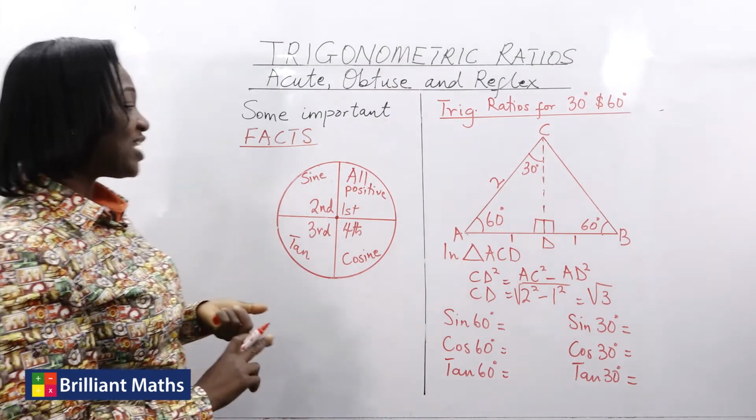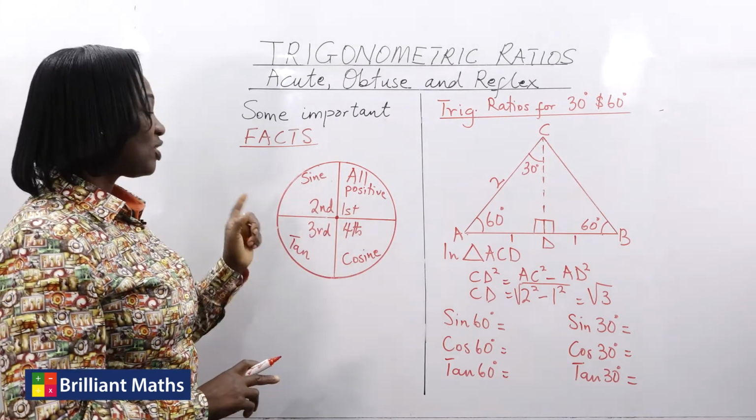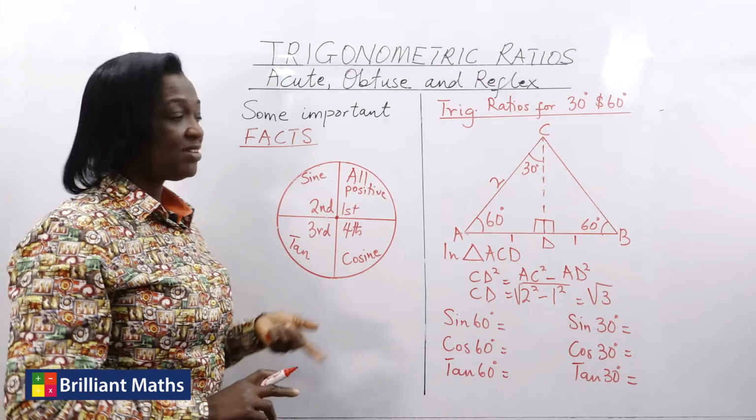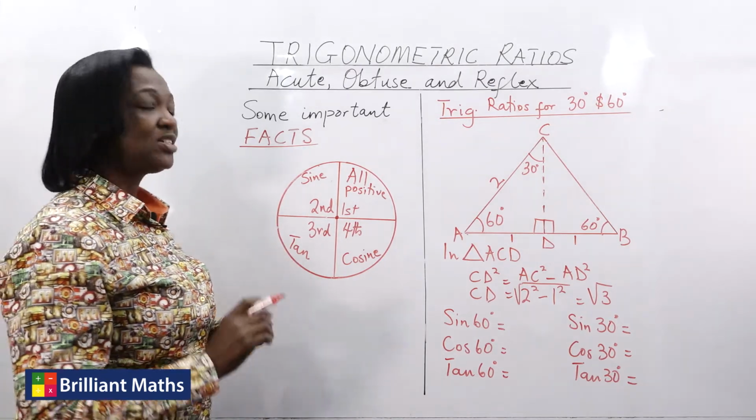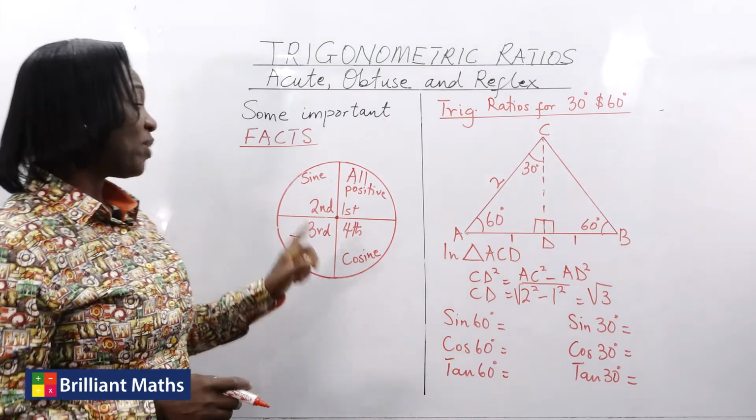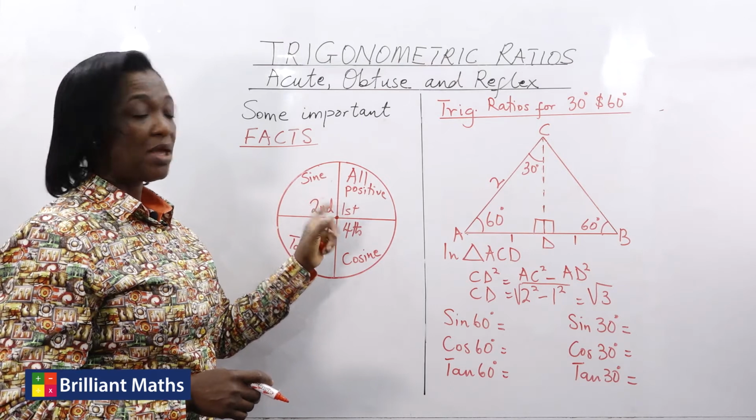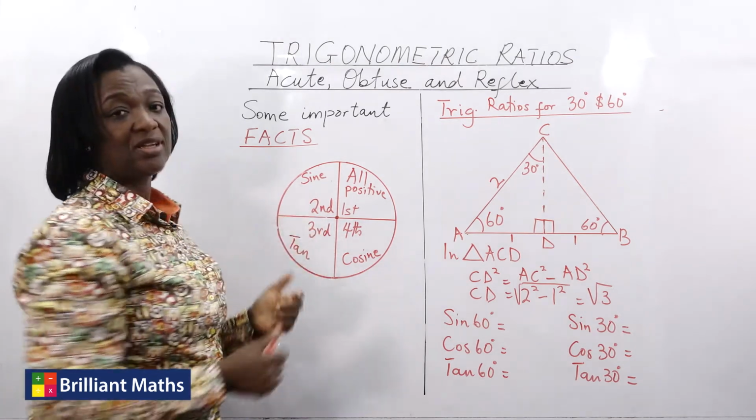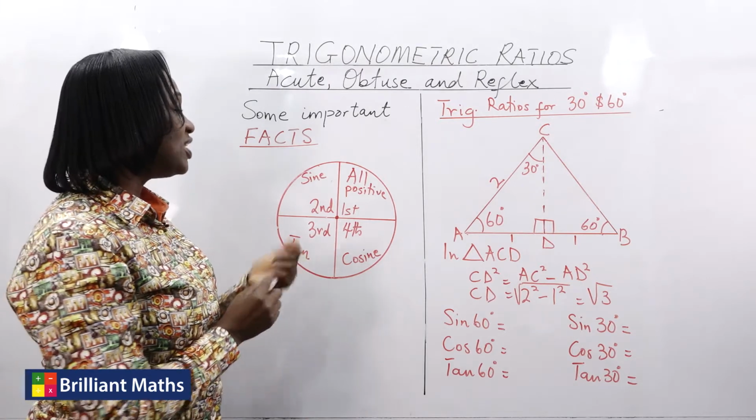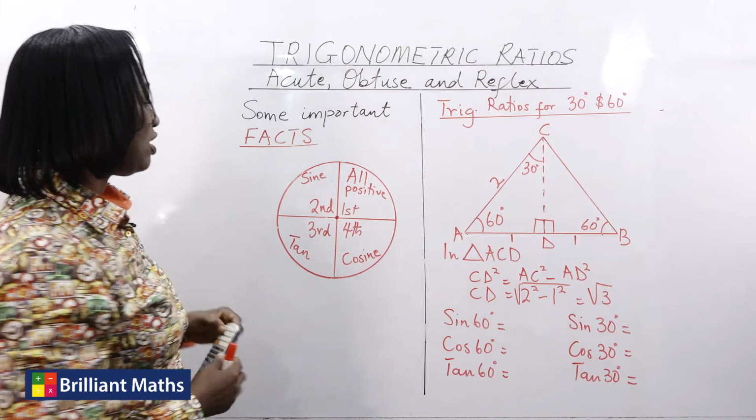So the sine of any angle between 0 and 90 is positive. The cosine is positive. The tangent is also positive. You can check that with your calculator. But when your angle is greater than 90 degrees but less than 180, so you are in the second quadrant, only sine is positive. Take your calculator and check it out.